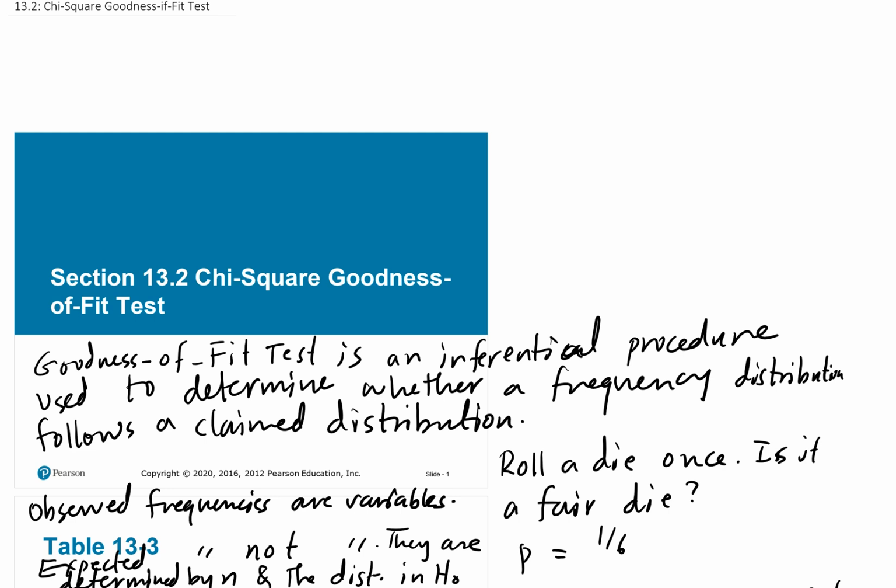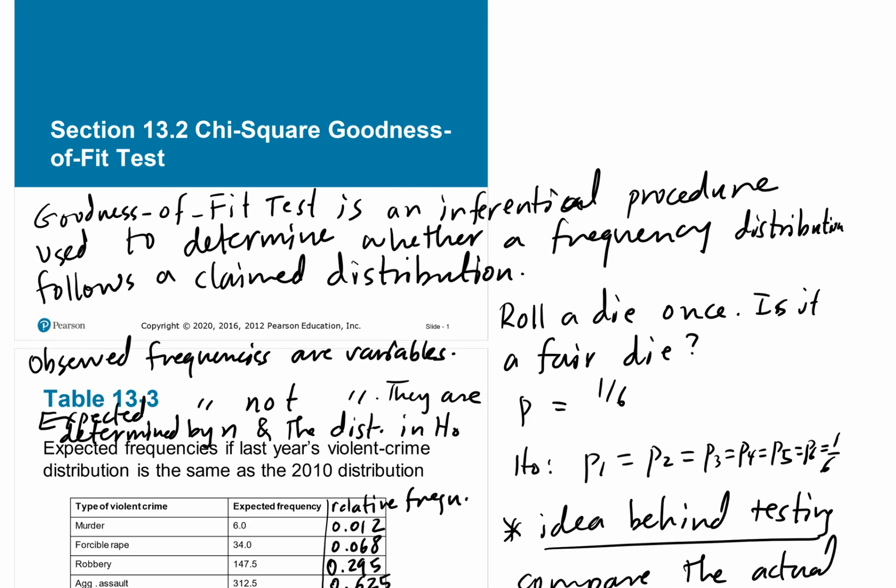Section 13.2, chi-square goodness of fit test. This one is a new test, to test a hypothesis. And what is this test about? The goodness of fit test is an inferential procedure used to determine whether a frequency distribution follows a claimed distribution or not.